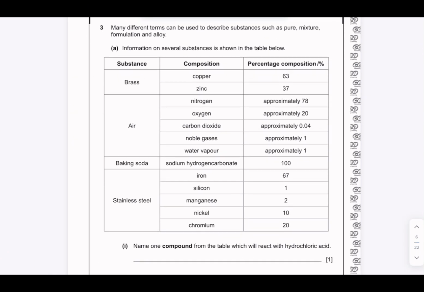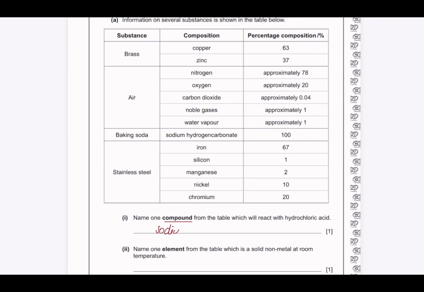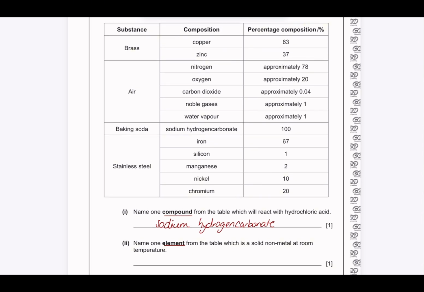These are many different terms to describe a pure substance, a mixture, a formulation, or an alloy. So name a compound here. If we go through them all, we look for a compound. A compound is made up of 2 or more elements chemically bonded together, and the only option here is sodium hydrogen carbonate. Name one element in the table that is a solid non-metal. Looking through here, an element has to be a single element, so it's definitely not sodium hydrogen carbonate. It can't be any of the ones I've crossed out there because they're all metals. Air is all gases, so they're not a solid either.